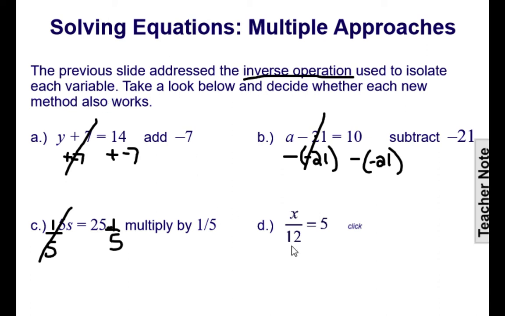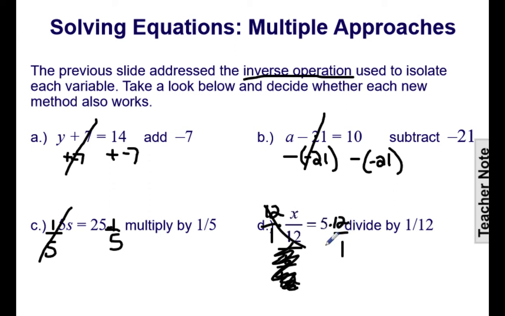And finally, if I have x divided by 12 equals 5, instead of multiplying by 12, I could divide by 1/12. Well, dividing by 1/12, we can't divide by fractions, so we multiply by the reciprocal, 12 over 1, which would cancel out dividing by 12. So multiplying by 12 over 1 has that desired effect. So really, the point of this slide is just to show you that those inverse operations are the same. There's multiple approaches to it.